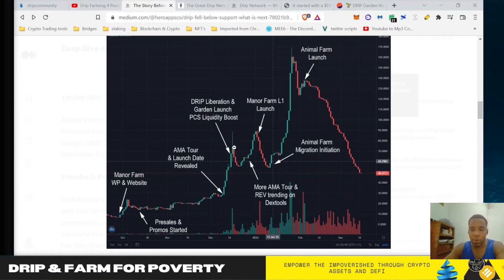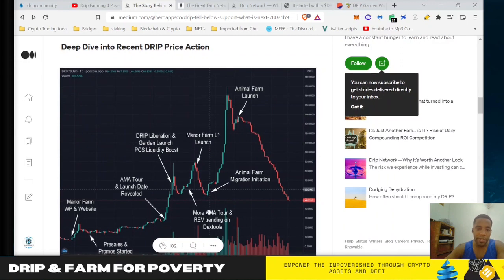The minute it got to a much higher, like $70 range, and it was sitting down around 20, they were 3x on profit. So they sold off. And then Forex starts doing more AMAs, launches the Rev, the Manor Farm basically. Starts talking about Manor Farm and the Rev token and all that stuff.